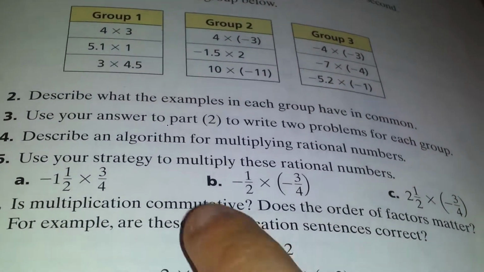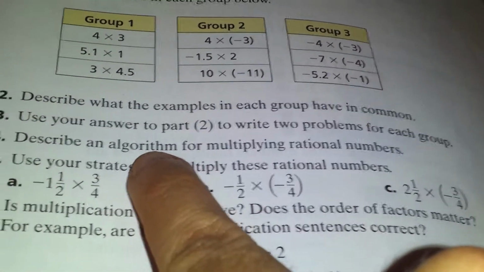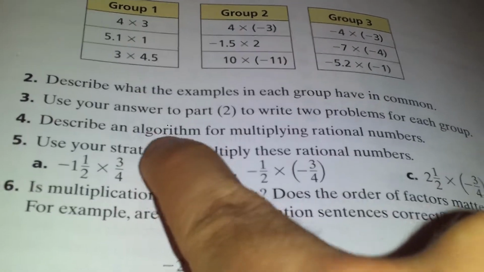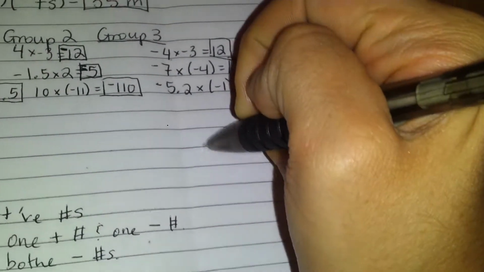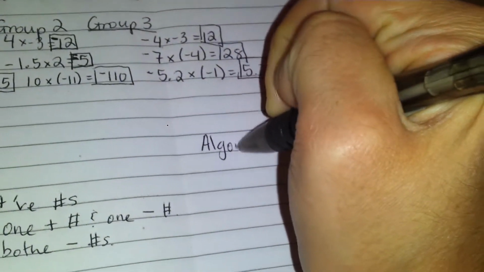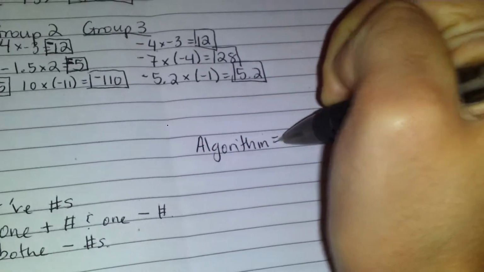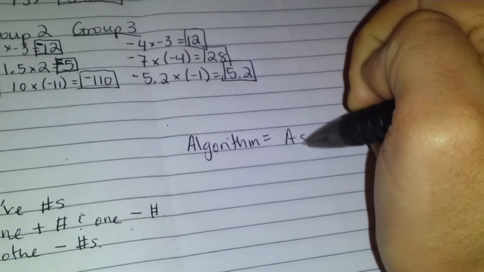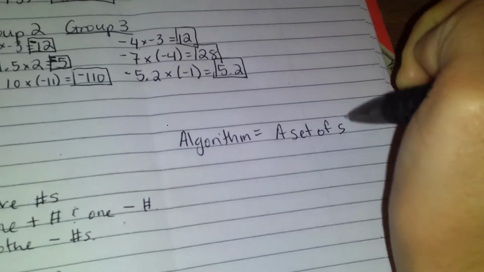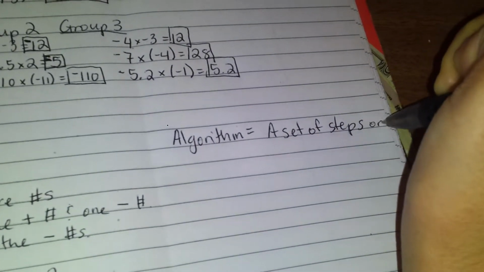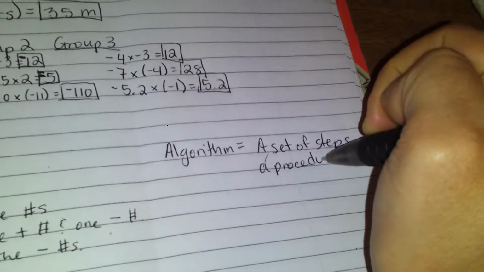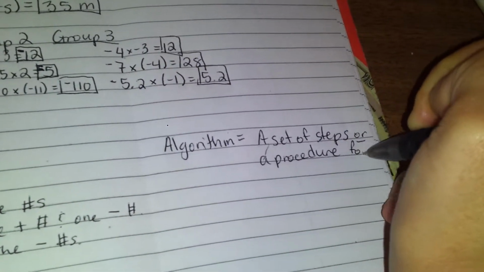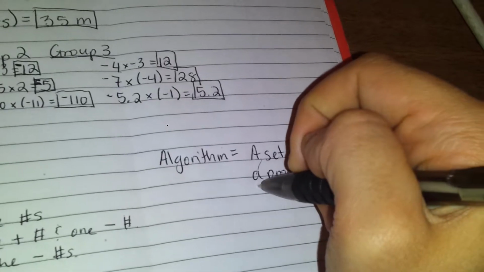Describe an algorithm for multiplying rational numbers. Now, an algorithm is just a set of steps. Maybe we should make that as a note. We don't want to forget what an algorithm is. Algorithm equals a set of steps or a procedure. You remember what a procedure is, right? For solving a problem.